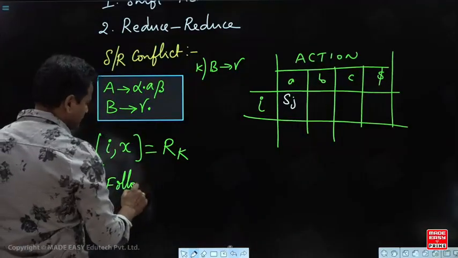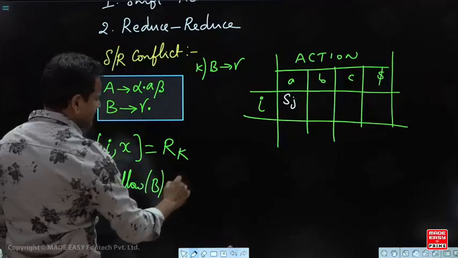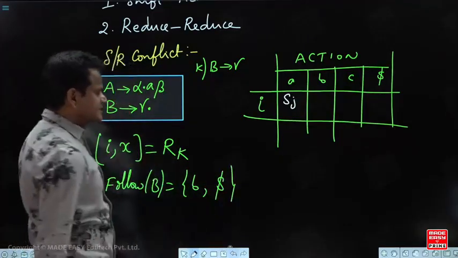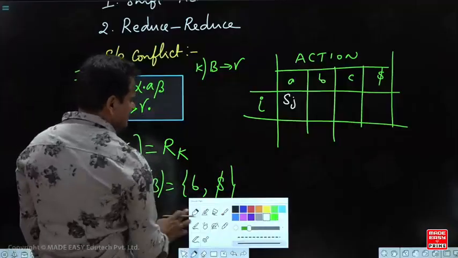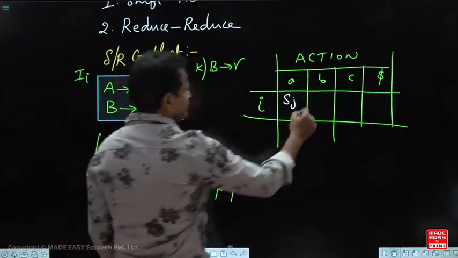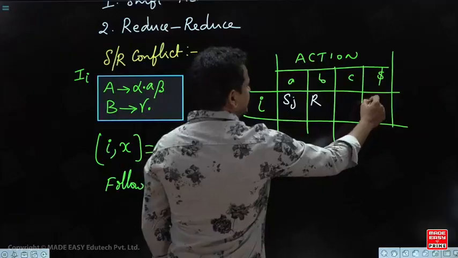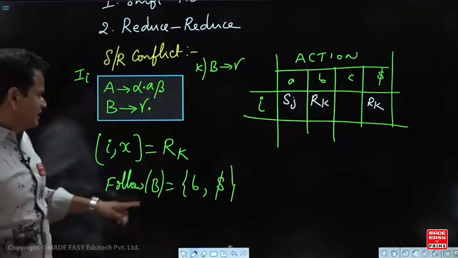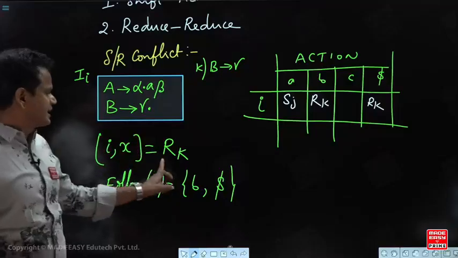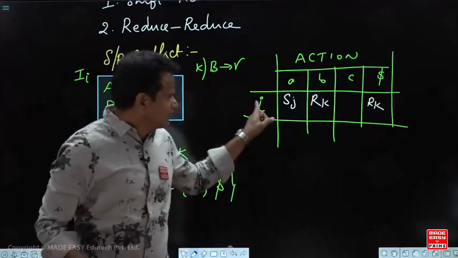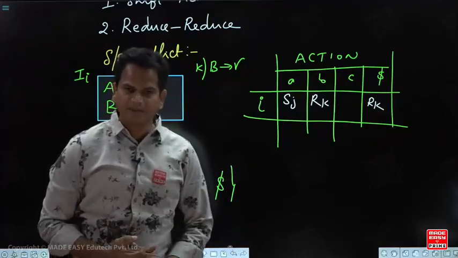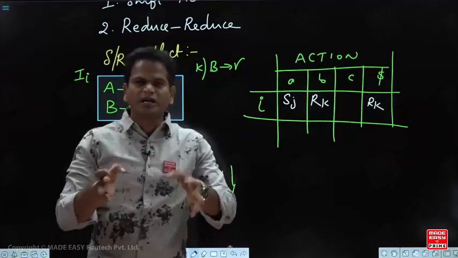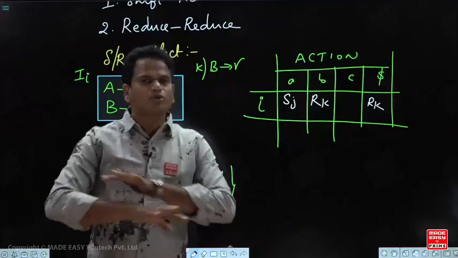Suppose follow of B is b and dollar. Tell me, suppose follow of B is b and dollar. So Ii comma b, Ii comma dollar. In these two places we write reduce k. Okay, follow of B. So Ii comma b, Ii comma dollar. Yes or no? Now look at this. Did we get multiple entries anywhere? No. Here single. No multiple entries. No multiple entries means no shift-reduce conflict.